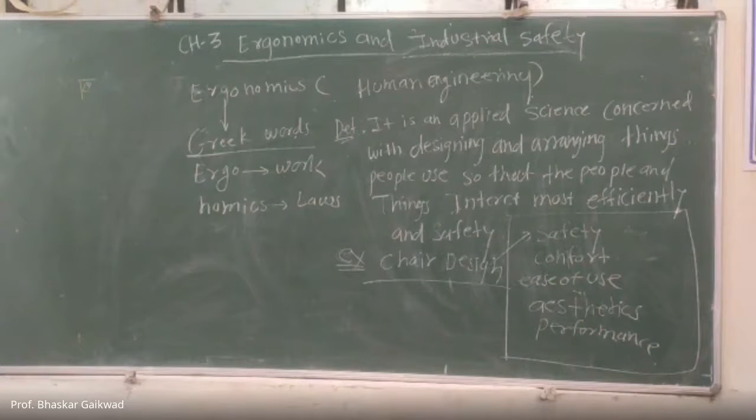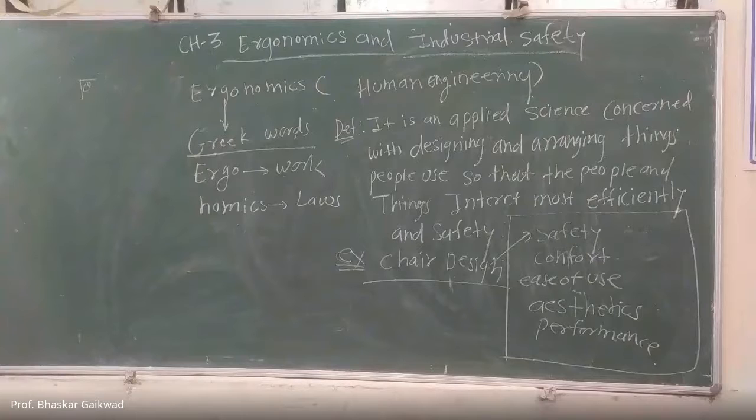Once again, I will repeat, and then I will go to the next part, that is the man-machine system. So ergonomics: ergo means work and nomics means laws. These words came from the Greek language. It is also called human engineering. The definition: it is an applied science concerned with designing and arranging. From an industrial point of view, you can design; from a home point of view, you can make the arrangement of any work.